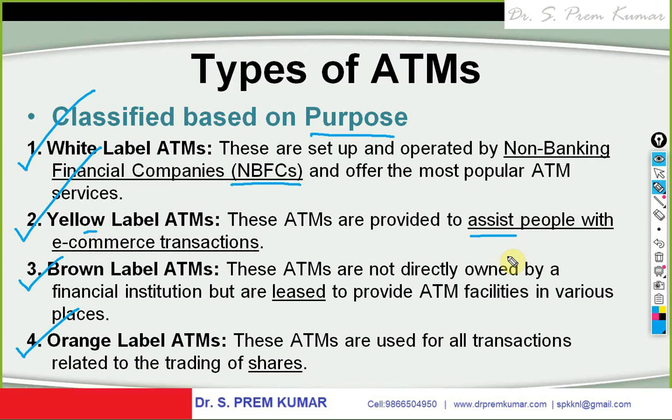The money transactions which are related to the stock exchange, bullion market, shares, all these you need to approach the ATM machines which are exclusively meant for share markets. Those are called orange labeled ATM machines. These ATM machines are used to do all transactions related to trading of shares.